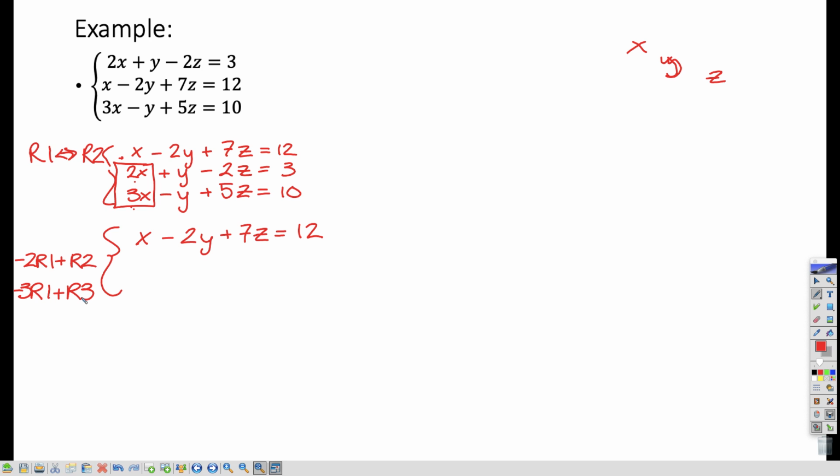You said you were going to multiply R1 by negative 2 and then add it to row 2. Okay, and then what's the step after? Then multiply row 1 by -3 and add it to row 3. Okay, so we're times -2 times the first row, right? Yes.